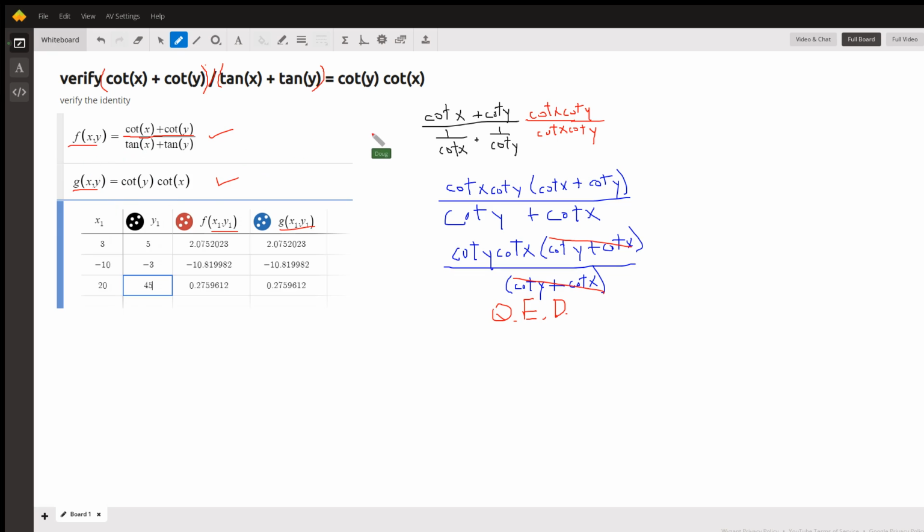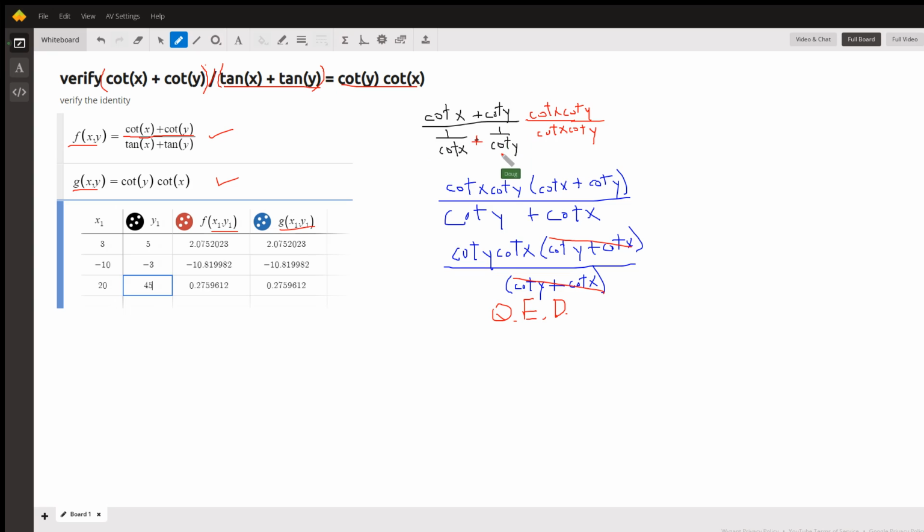Okay, so what's the idea? I noticed that this side only has cotangent in it. So I'm thinking, let's just change these tangent x, tangent y's to cotangent and see what happens. So the reciprocal of tangent of x is 1 over cotangent of x. This is a plus sign here. Reciprocal of tangent of y is 1 over cotangent of y.